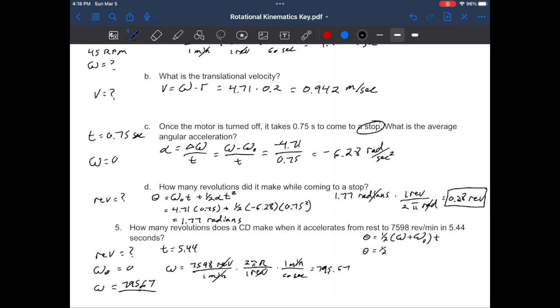Omega is equal to 1/2, and then we would have essentially 795.67 plus 0, so you don't have to put that in, times the time of 5.44. Once we solve that, we're solving for omega. And again, the reason we want to solve for omega is so that we can get to revolutions, because revolutions kind of run through radians, and what uses radians? Theta. All right, let's get this through our calculator so that we have what theta is.